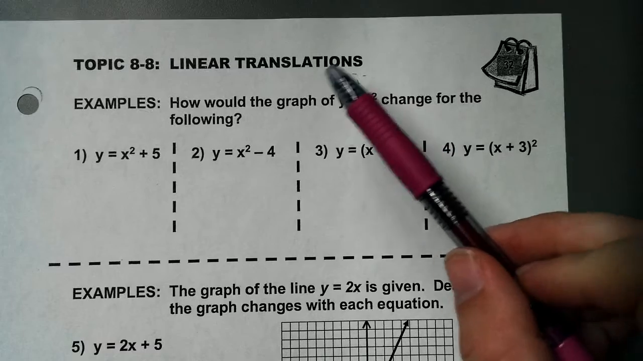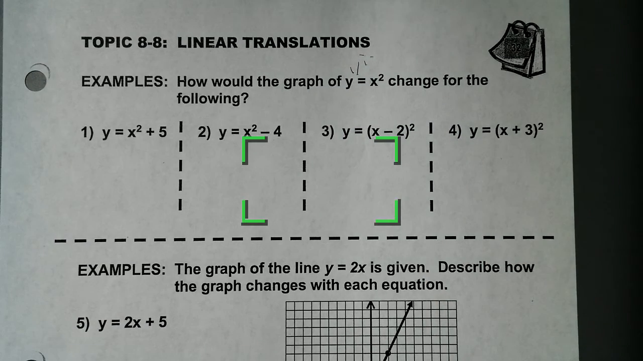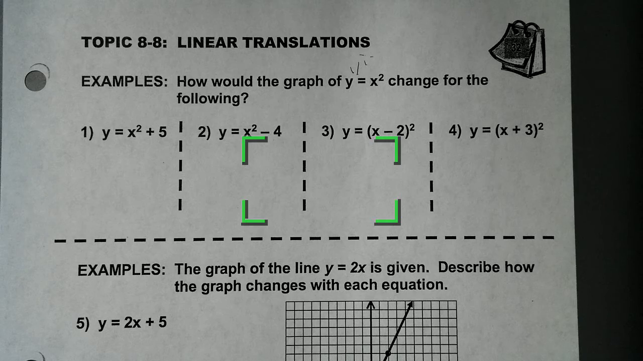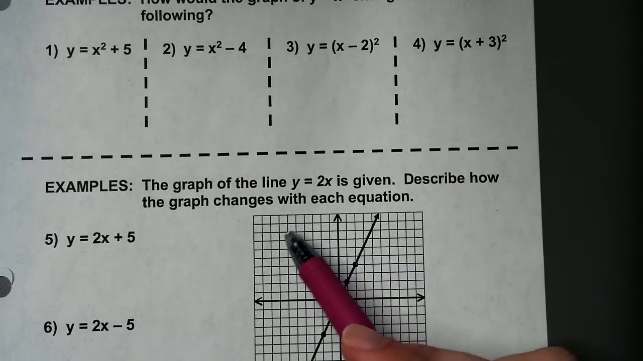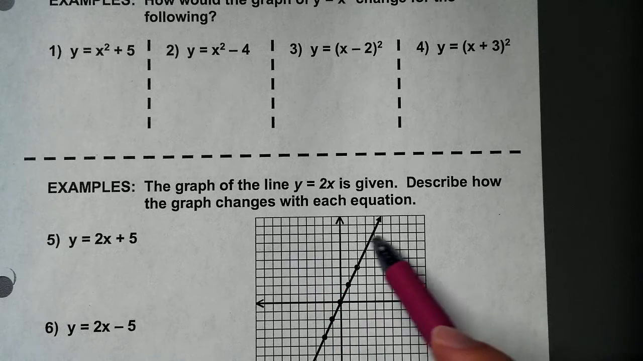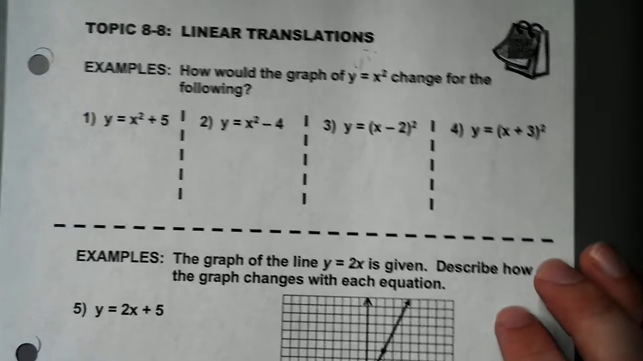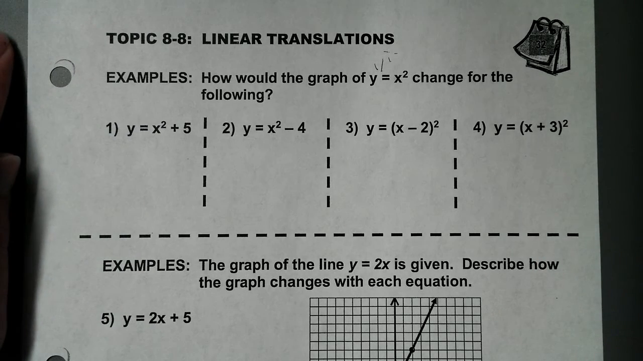Today's notes are going to be 8-8 linear translations. Now, we know that the word translation just means a slide. You should have done this last year. Translation, where you have a shape on a graph. Let's say it's over here, and we move it 5 units over. That's the translation. Now, we're going to look at linear translations from an algebraic perspective.